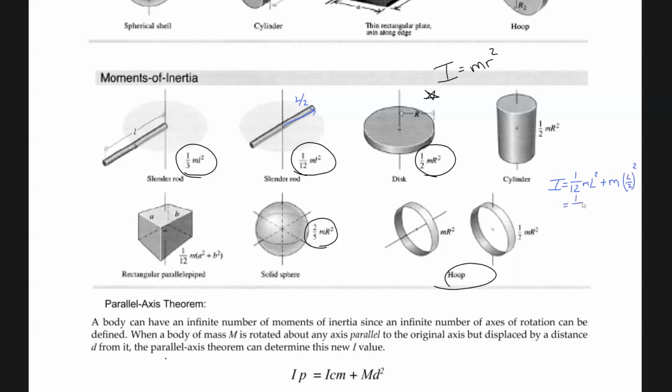So we're going to have 1/12 ml squared plus 1/4 ml squared, common denominator, and we're going to get from this 4/12 ml squared, or 1/3 ml squared. So this parallel axis theorem is a very important one that is very useful whenever we are moving from the center of mass to an axis that is parallel, just a distance away.